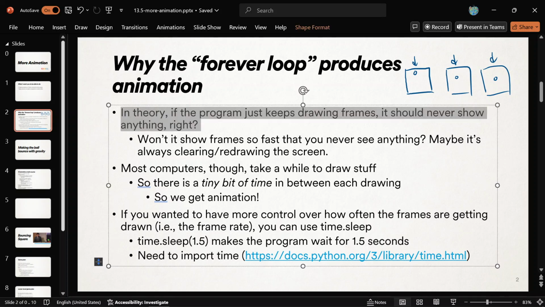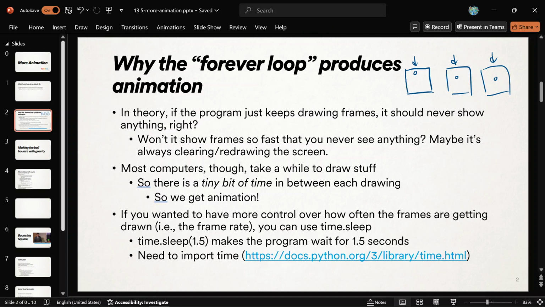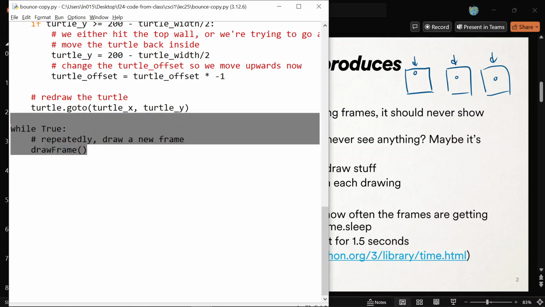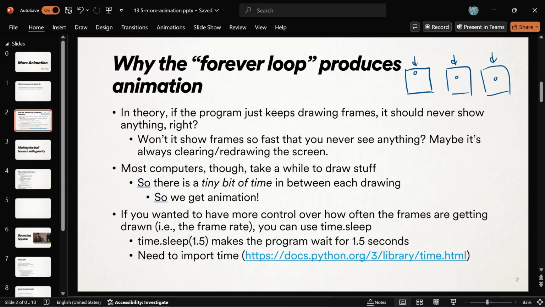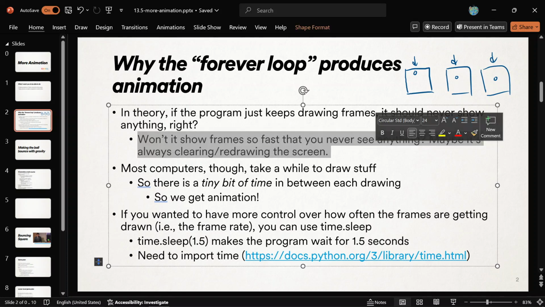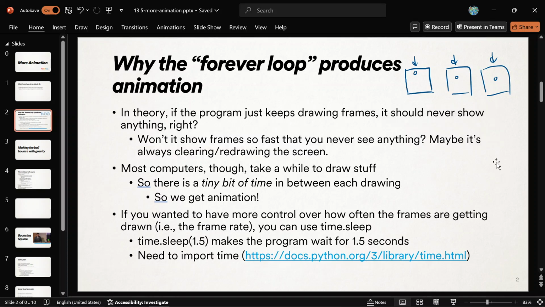So technically, you might imagine, it's like a philosophical question, I guess, if the program just kept drawing frames forever as fast as it could, because we're not telling it to stop or slow down, are we? If it was doing that as fast as it could, wouldn't that mean that it would just keep trying to draw a frame over the one it kept trying to draw before? It would never actually draw anything. It's like, keep trying so fast. So it doesn't actually do that for some reason. Wouldn't it show frames so fast that you never see anything? It's always clearing, redrawing. But that's not what's happening.